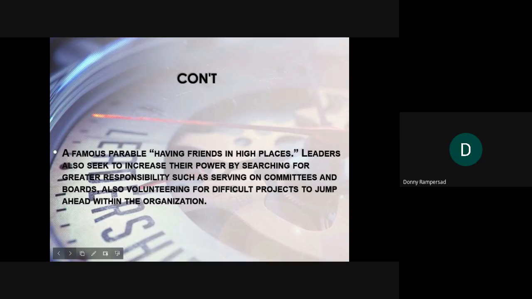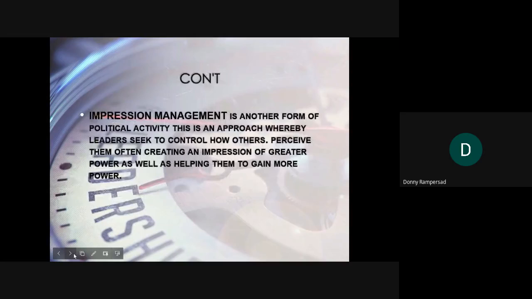A famous parable: having friends in high places. Leaders also seek to increase their power by searching for greater responsibility, such as serving on committees and boards, and volunteering for difficult projects to jump ahead within the organization. Impression management is another form of political activity, an approach whereby leaders seek to control how others perceive them, often creating an impression of greater power as well as helping them to gain more power.